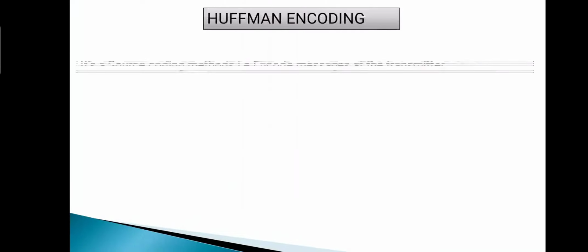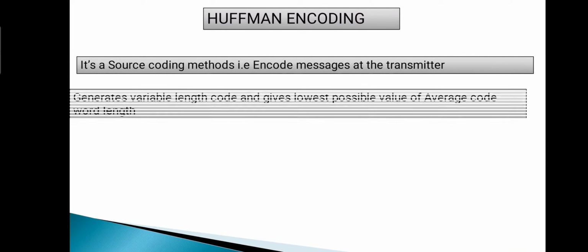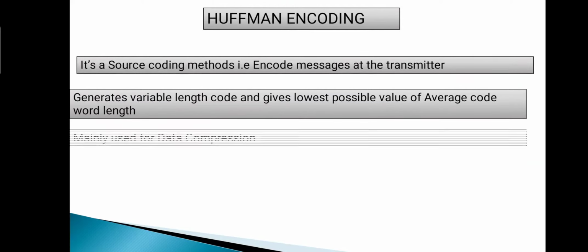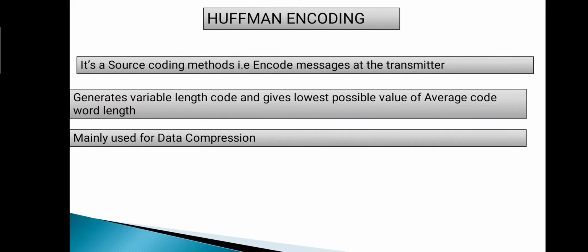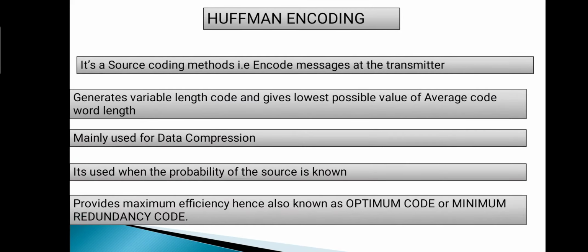Huffman encoding. It's a source coding method used to encode messages at the transmitter, and it generates variable length code. It gives the lowest possible value of average code word length, and it is mainly used for data compression. It is used when the probability of the source is known, and it provides maximum efficiency. Hence it is also known as optimum code or minimum redundancy code.